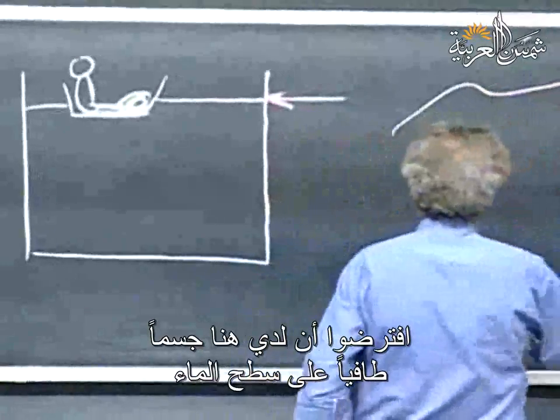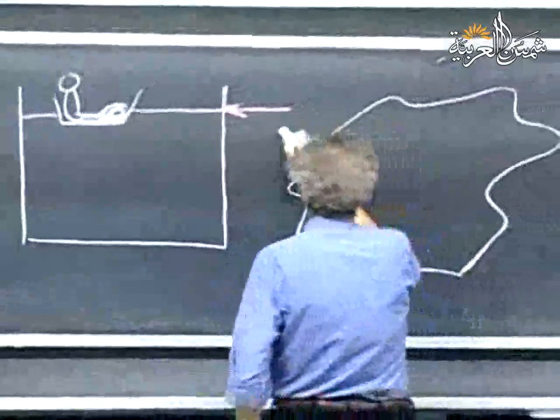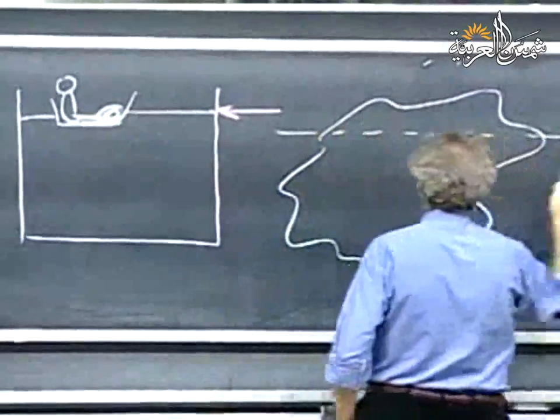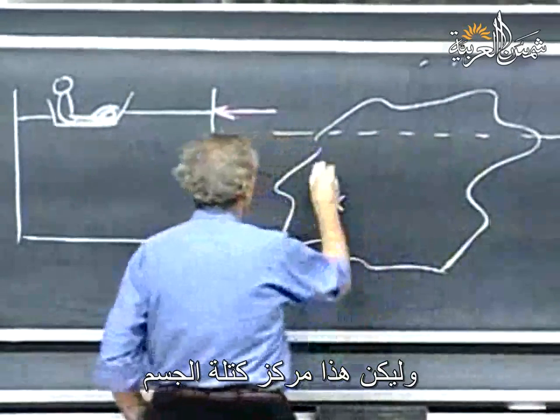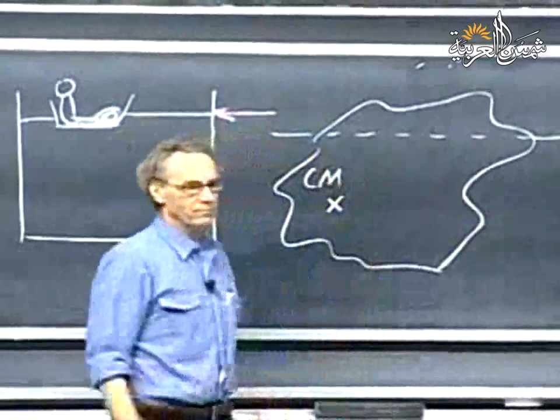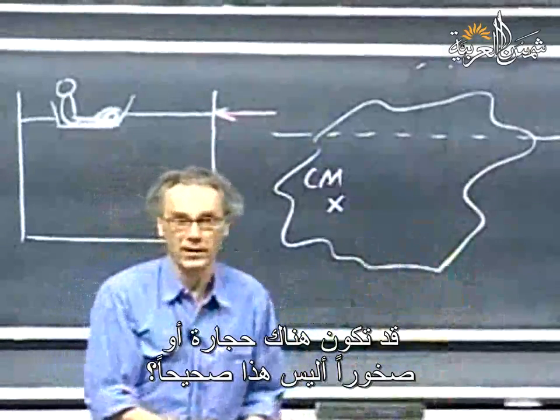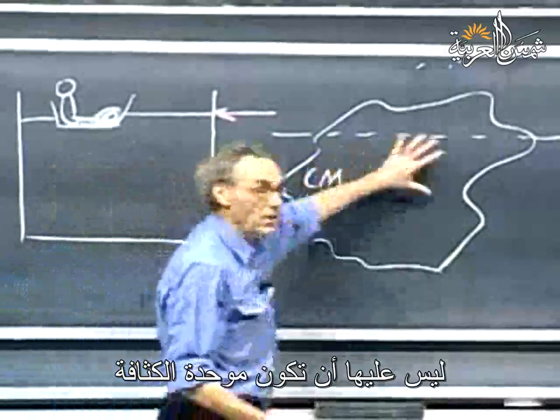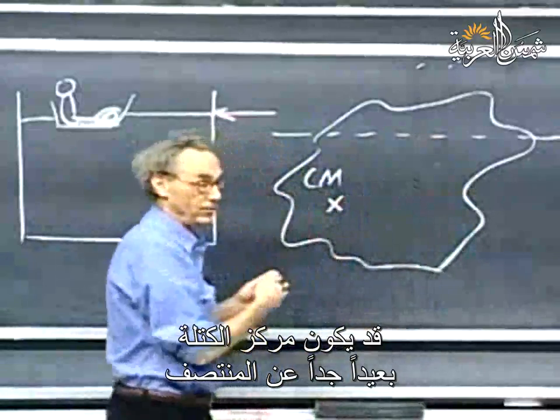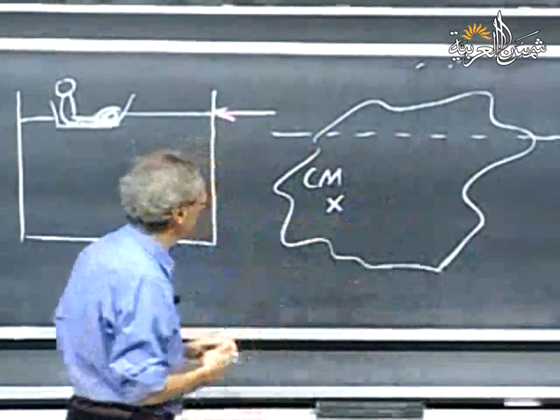Suppose I have an object here which is floating in water. Here's the waterline. And let here be the center of mass of that object. Could be way off center, could be an iceberg, could be boulders, could be rocks in there. Right? It doesn't have to be uniform density. Center of mass could be off the geometric center.